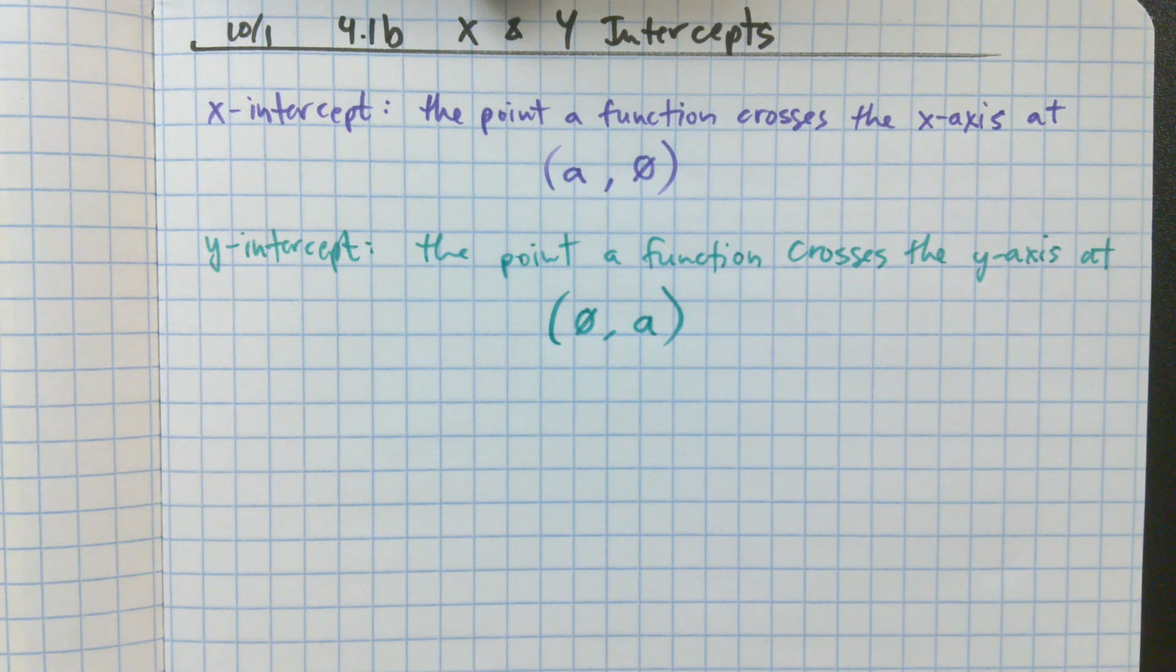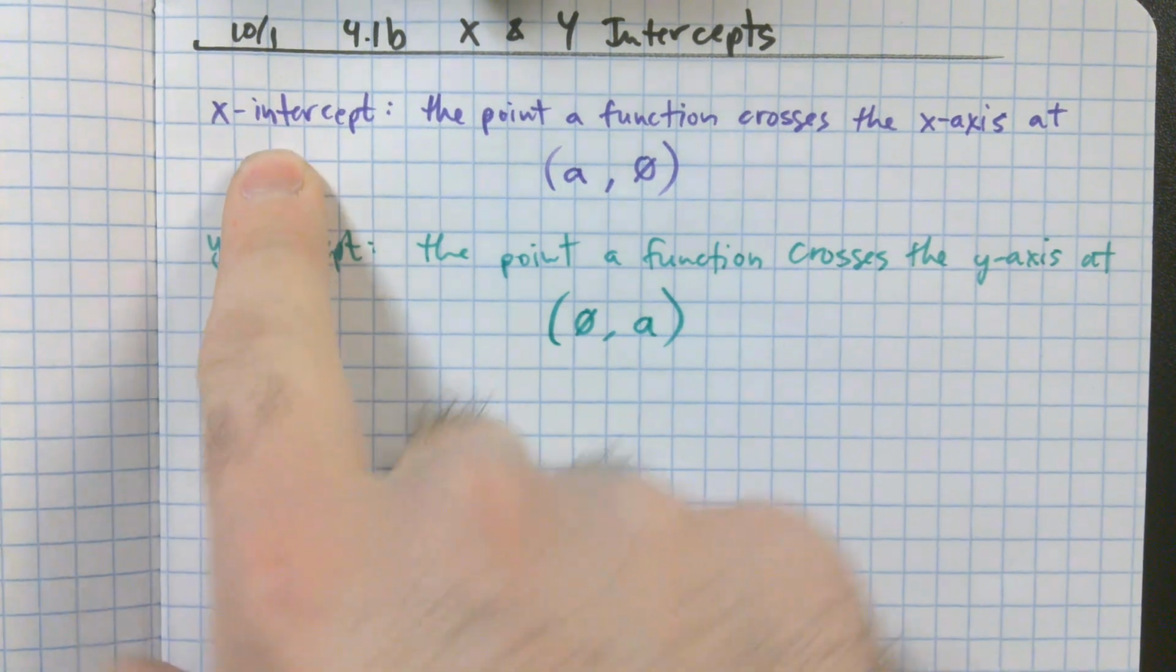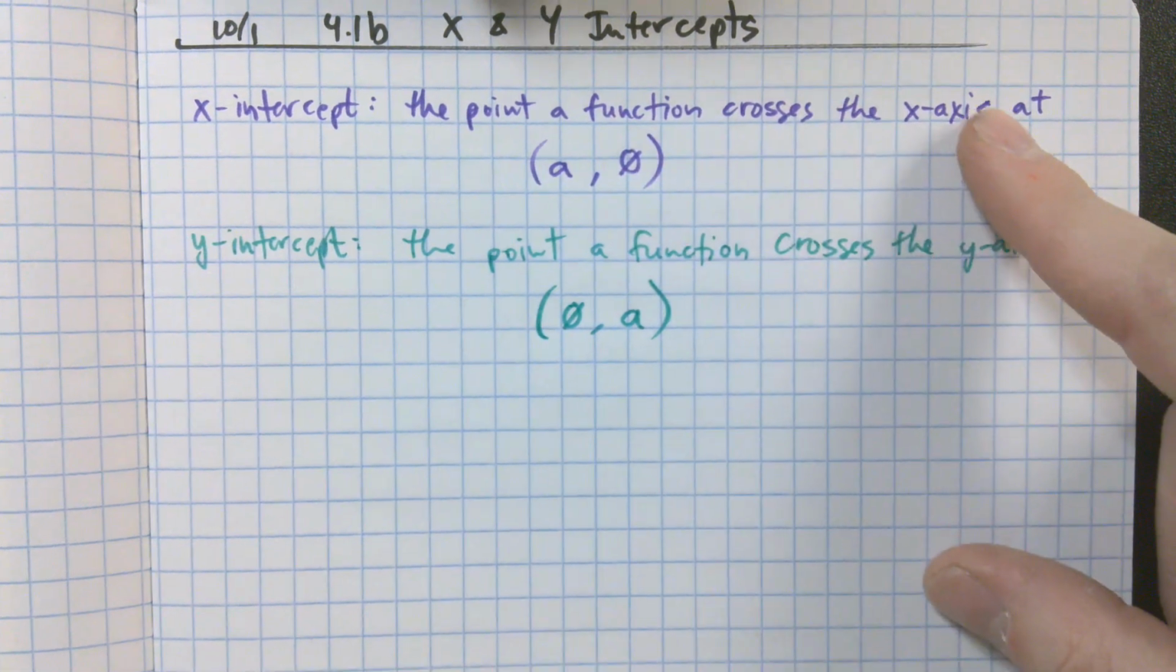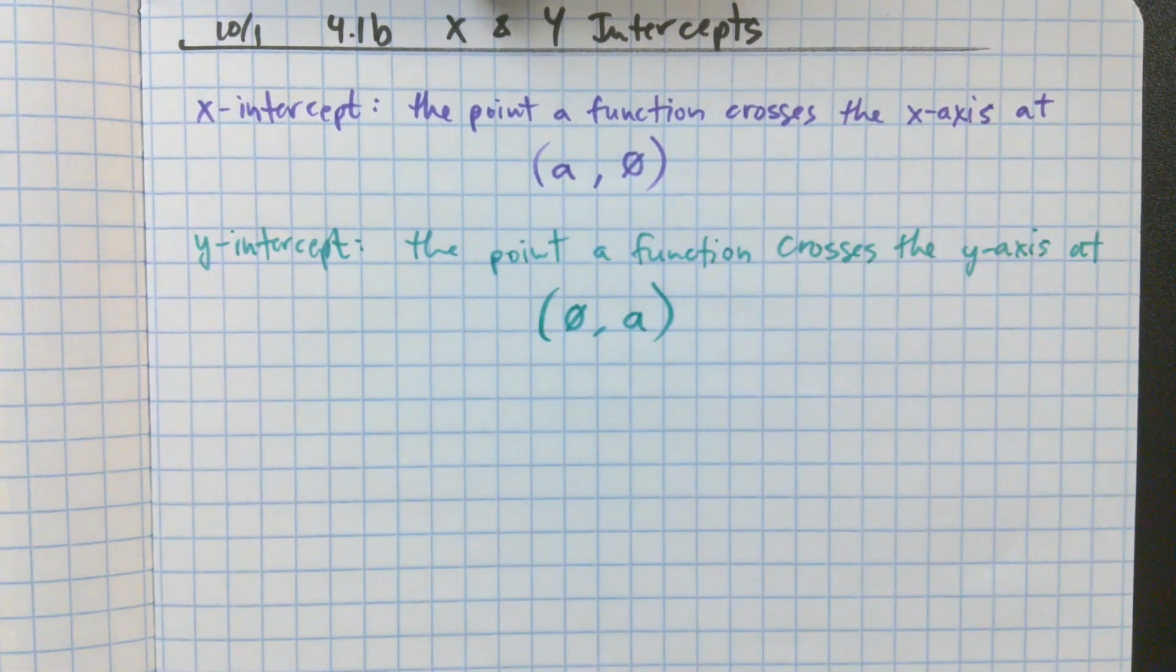As I said in the warm-up, if you can do the warm-up, you can do this. It's very, very simple. The x-intercept is the point a function crosses the x-axis at. Like we saw over here, there's my x-intercept right there. Y-intercept is where we cross the y-axis. That would be right there.